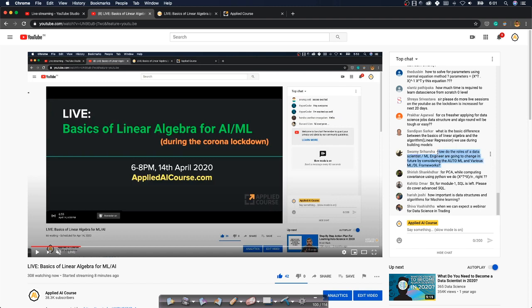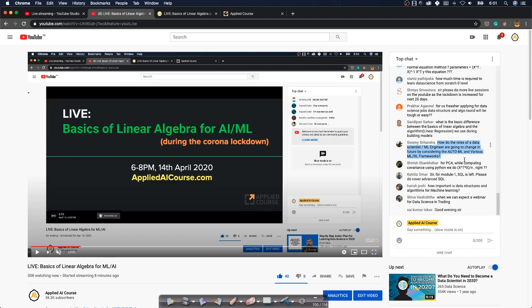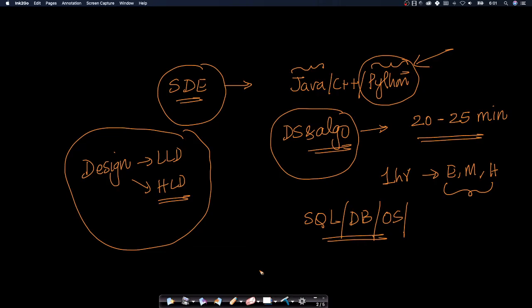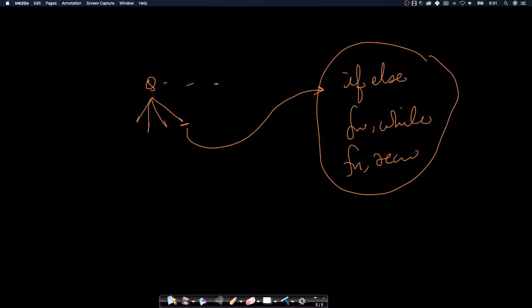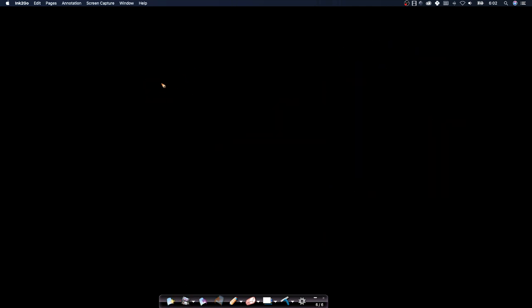Okay, somebody says, and I've answered this question multiple times, how do the roles of data scientist and ML engineer going to change with auto ML? Again, the most important thing here is, even if you are using auto ML architectures, look at any auto ML architecture in the world, even the best of the best at Google, auto ML speeds up the pipeline for you.